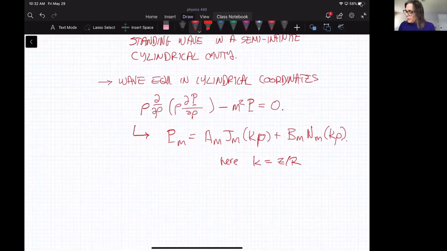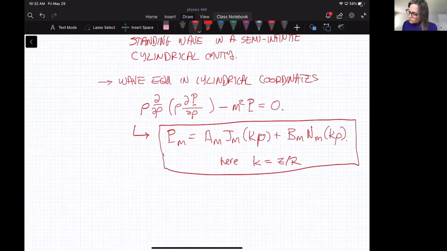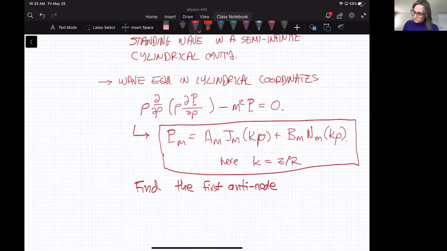Okay. So what I'm asking you to do is, given this expression, in your groups, find the first antinode, that is the first 0, not including the origin, for the first 3 modes in this pipe, assuming that it follows the wave equation in cylindrical coordinates. And we're not quite ignoring what's going on in the azimuthal direction. That's why we have that right there. But we are focusing on the radial solution. So we're focusing on this.